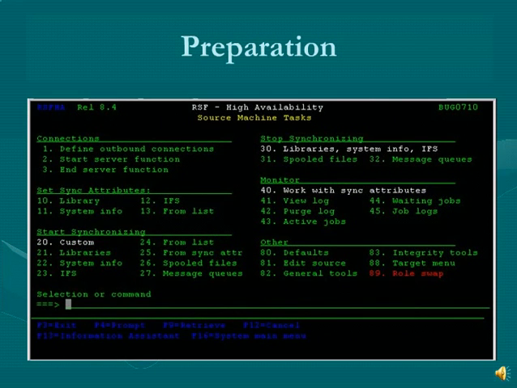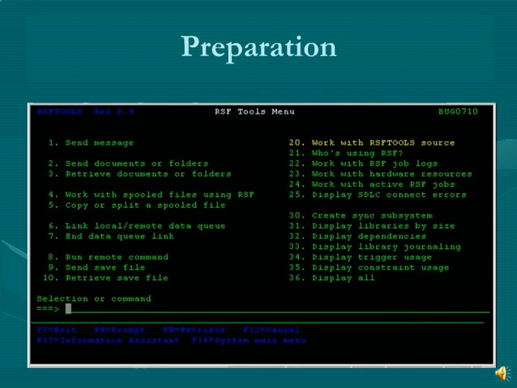Before going further, it's useful to collect some information about your machine that will help make setting up replication easier. Select option 82 to display the Tools menu. Options 30 through 36 on the Tools menu are helpful with the initial setup.